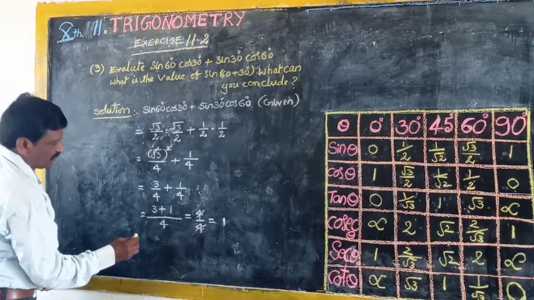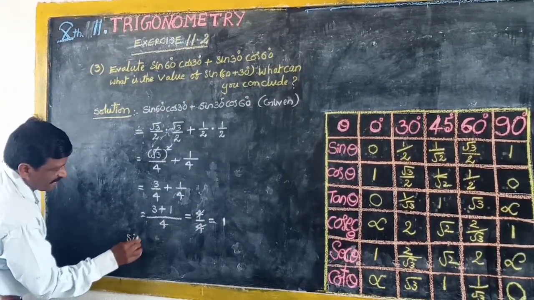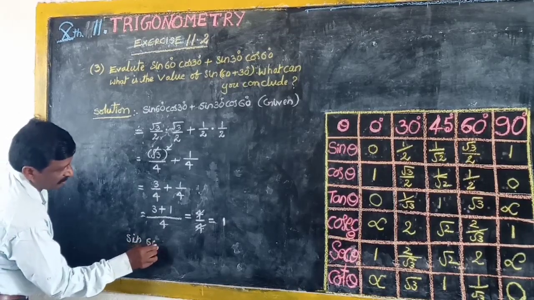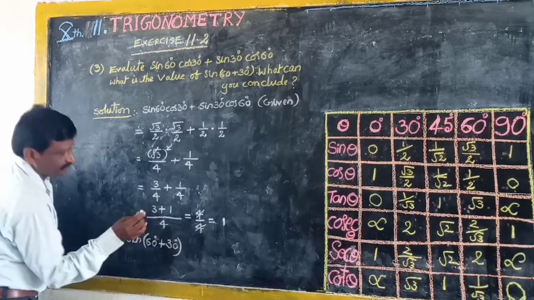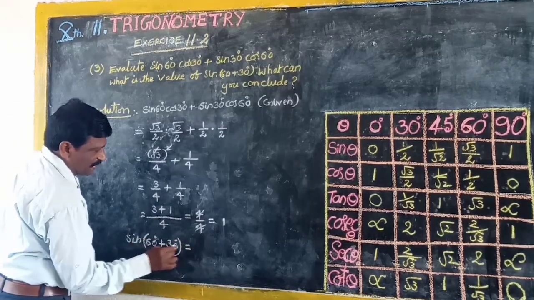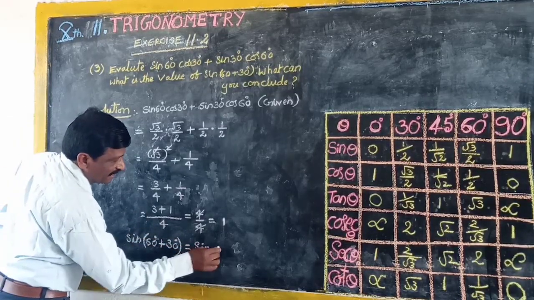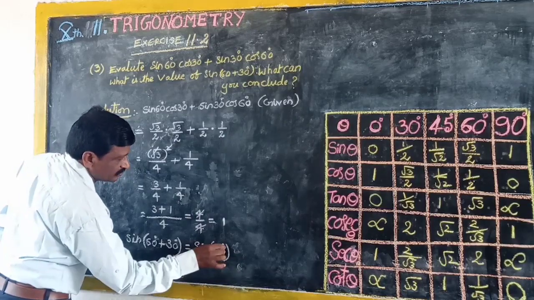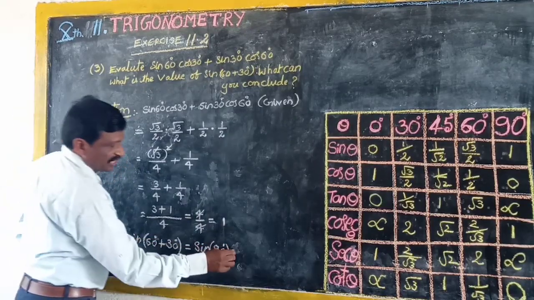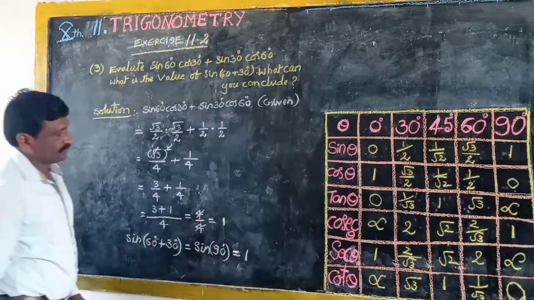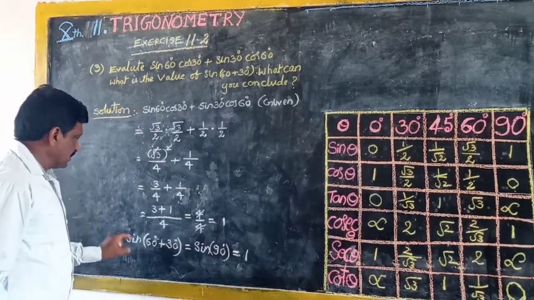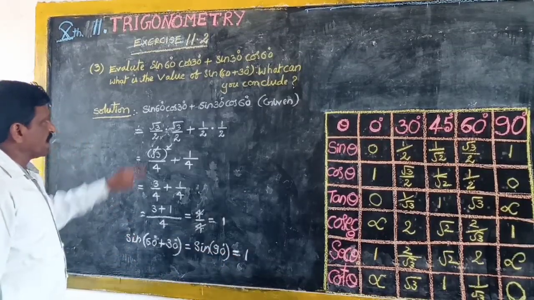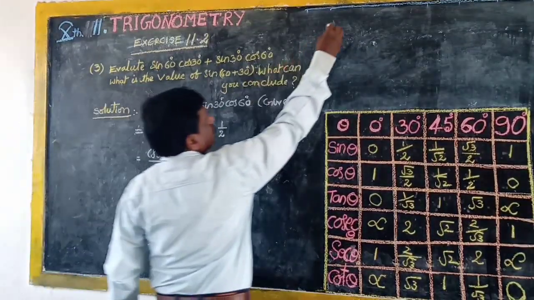Next, sin(60 + 30) value. Sin(60 + 30) is sin 90. So sin 90 value is 1. You know this value is 1, and this value is 1. So both are equal.